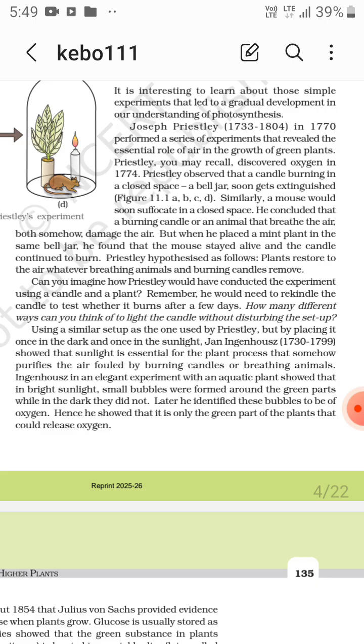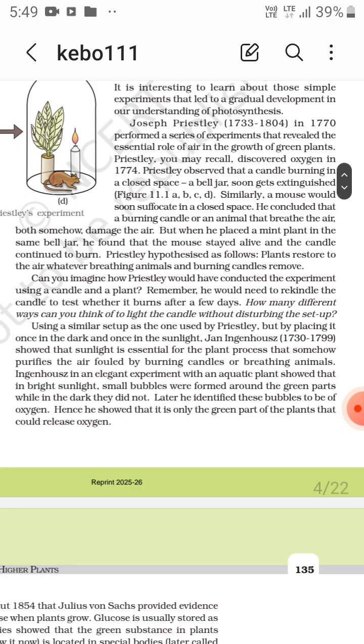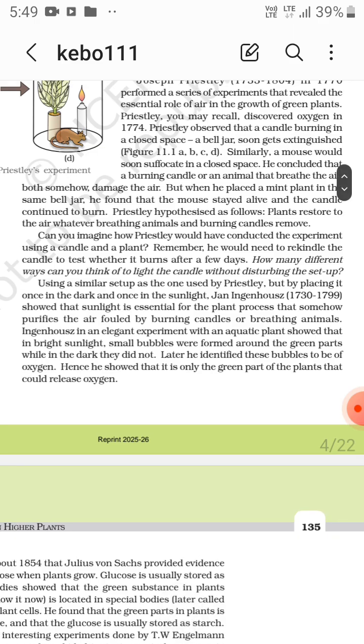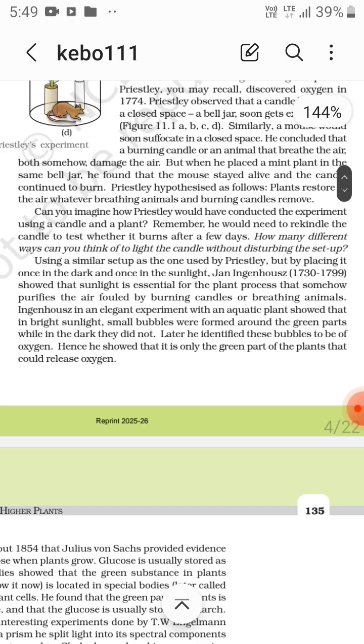Now Jan Ingenhousz showed that sunlight is essential for the plant process that somehow purifies the air fouled by burning candles or breathing animals. Ingenhousz, in an elegant experiment with an aquatic plant, showed that in bright sunlight small bubbles were formed around the green parts while in the dark they did not. Later he identified these bubbles to be of oxygen.